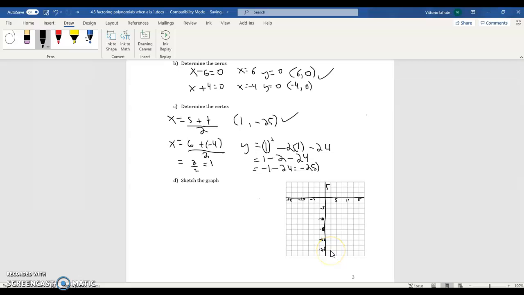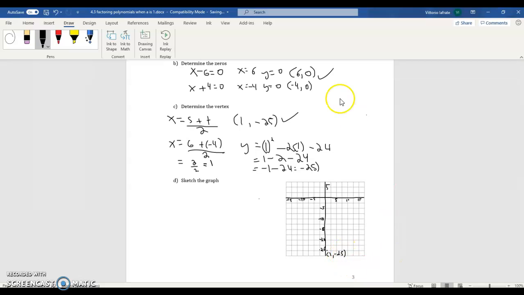So we're at negative 25. This is 2.5 here, so 1 would be about over here. So this is our vertex right there. And you can label that point as 1, negative 25.